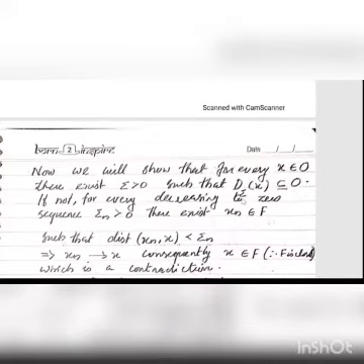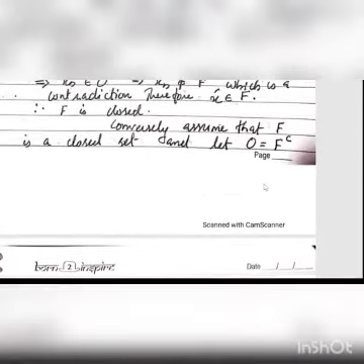Suppose not, what will happen? Then you can take a sequence epsilon decreasing to 0. You can take 1 by n also, no problem. There exists xn belonging to F such that the distance between xn and x is less than epsilon. What we assumed is that F is a closed set, which means every convergent sequence in it converges to a point of F itself.